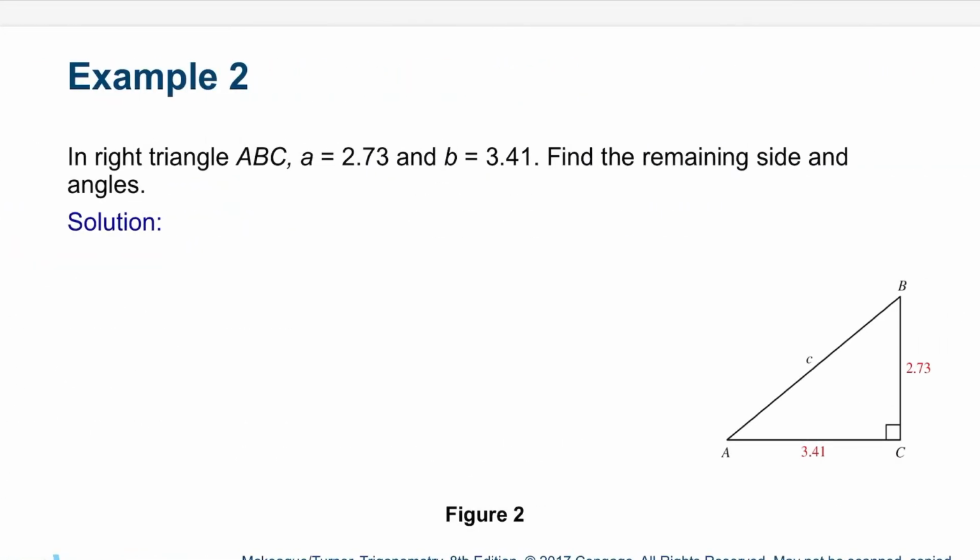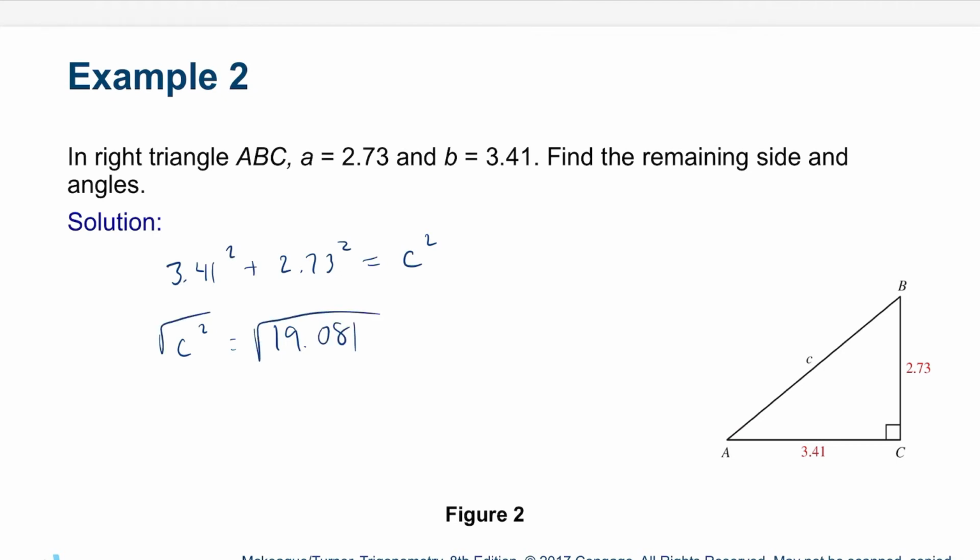All right, so let's take a look at this example. We have a right triangle. They give you A and B. We need to find the remaining side, which is a hypotenuse, and the 2 missing angles. So let's start by finding the hypotenuse. That's going to be the Pythagorean theorem. So A squared plus B squared equals C squared. So that means C squared is going to equal 3.41 squared plus 2.73 squared, which is 19.081.